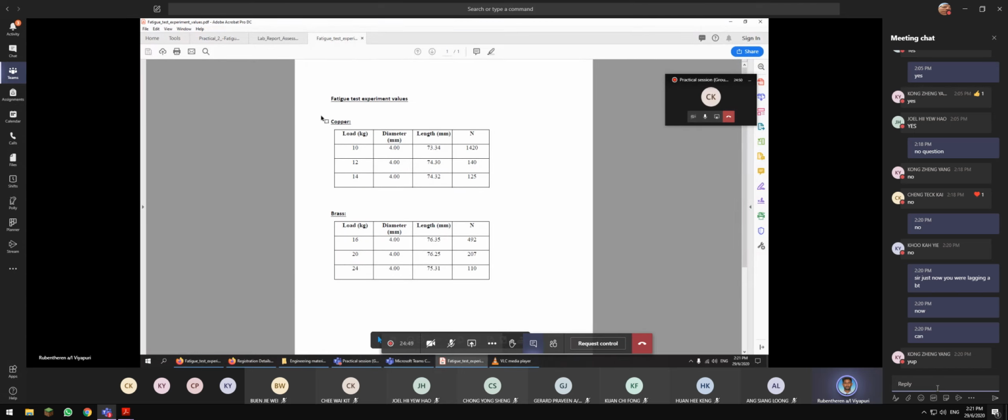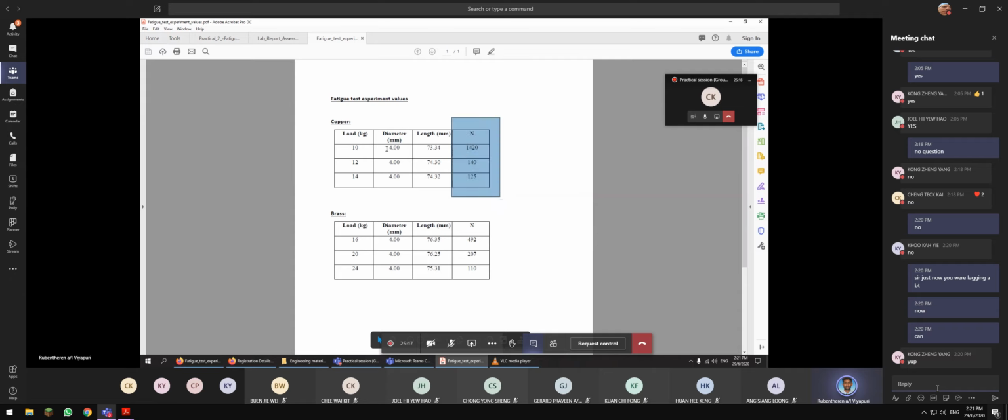I've given you the values. I've run the experiment for you. Supposedly you should do the experiment, but since we'll be having everything virtual, I need to run the experiment and I got those values here. I've used 10 kilo, 12 kilo and 14 kilo, and this is the measured diameter and length. For brass, I've used 16 kilo, 20 kilo and 24 kilo. And this is the measured diameter and length. And N is the number of counts.